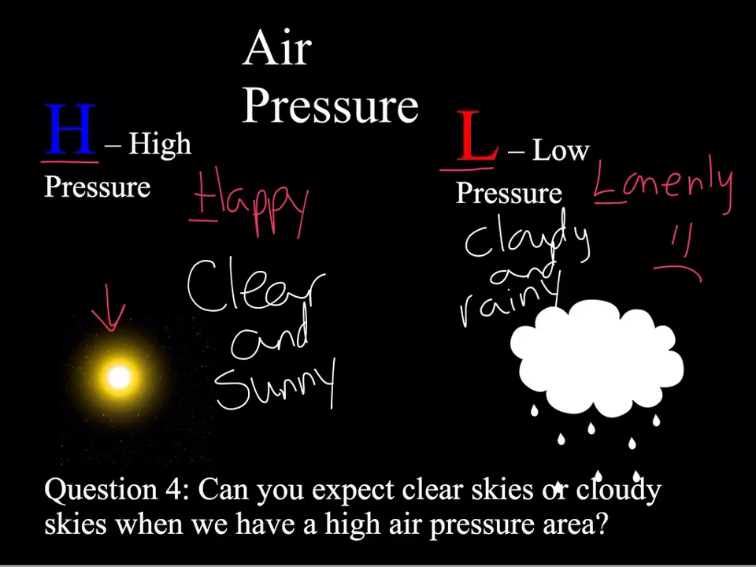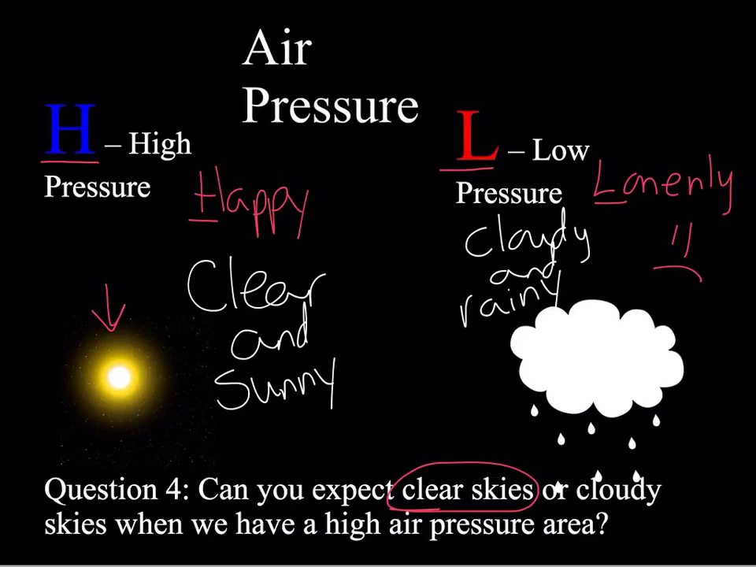So question 4 says, can you expect clear skies or cloudy skies when we have a high pressure area? So if there's a high pressure area, what kind of skies can you expect? Great job. We can expect clear skies because high pressure, H, is for happy. And when we think of happy, we think of the sun. So it's clear and sunny. Make sure you write that answer down in your handout.